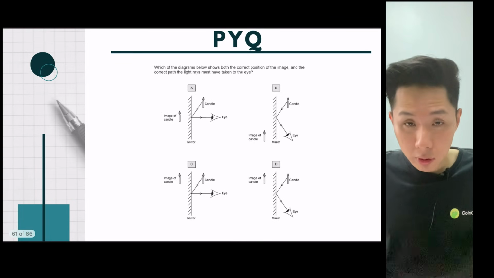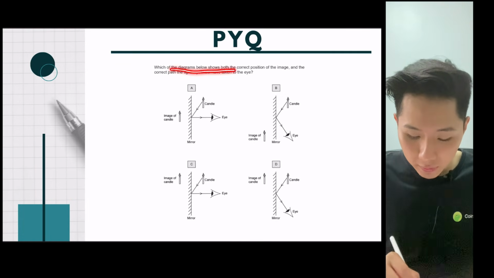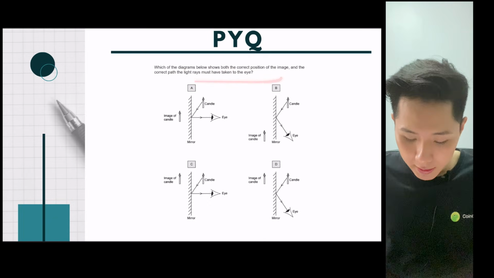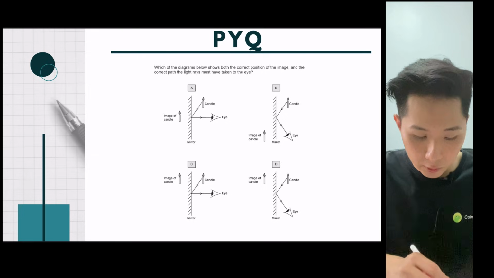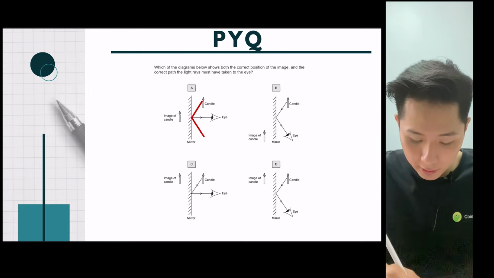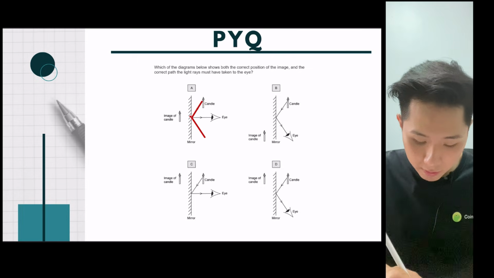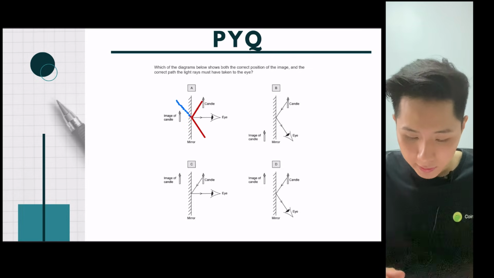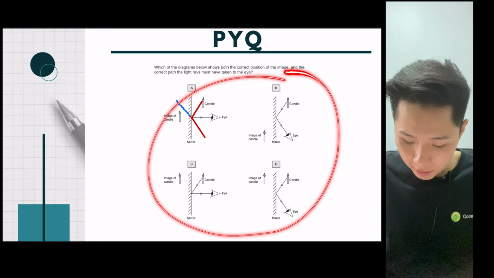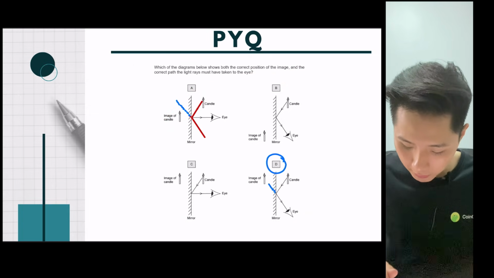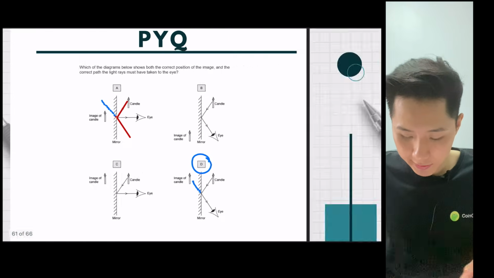So let's try to solve three different practice questions. Which of the diagrams show both the correct position of the image and the correct path? So this is the candle. We know that the light ray should travel like that, and then since it's a mirror, it's going to get reflected, and the image can be formed by extending the line backwards. Looking at all the answers here, the only answer that is correct is this one. So the image is formed like that. So the answer is D.